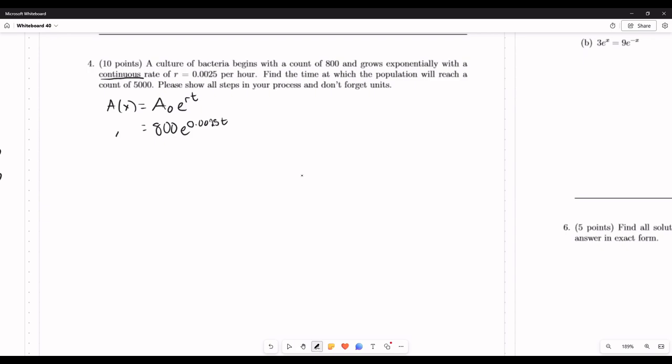So I wrote A of x over here, and then I wrote t. That's just silly. You should probably be consistent with your variables, so I will try to be. So we have A of t equals this. That's a nice first step. Now I want to find when the population will reach a count of 5,000. So we're asking, when will A of t equal 5,000? I just take this A of t and replace it with 5,000 and then solve for t. I'm looking for the time where this is true.